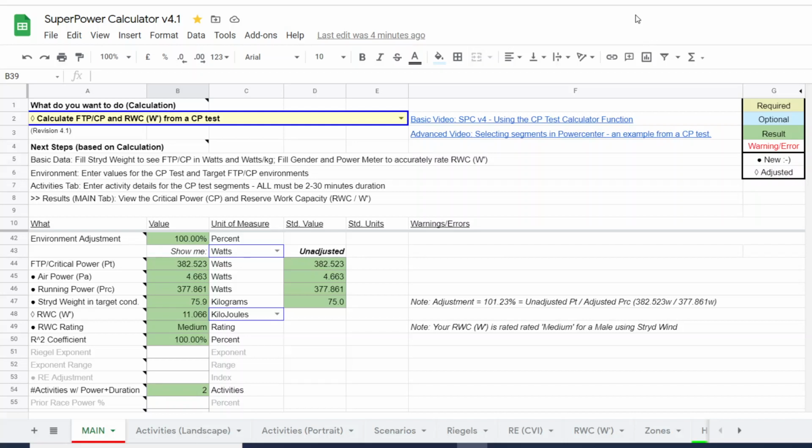The other advantage of doing it this way is your training load metrics are going to be more accurate, and your power duration curve is based on the same relative FTP.